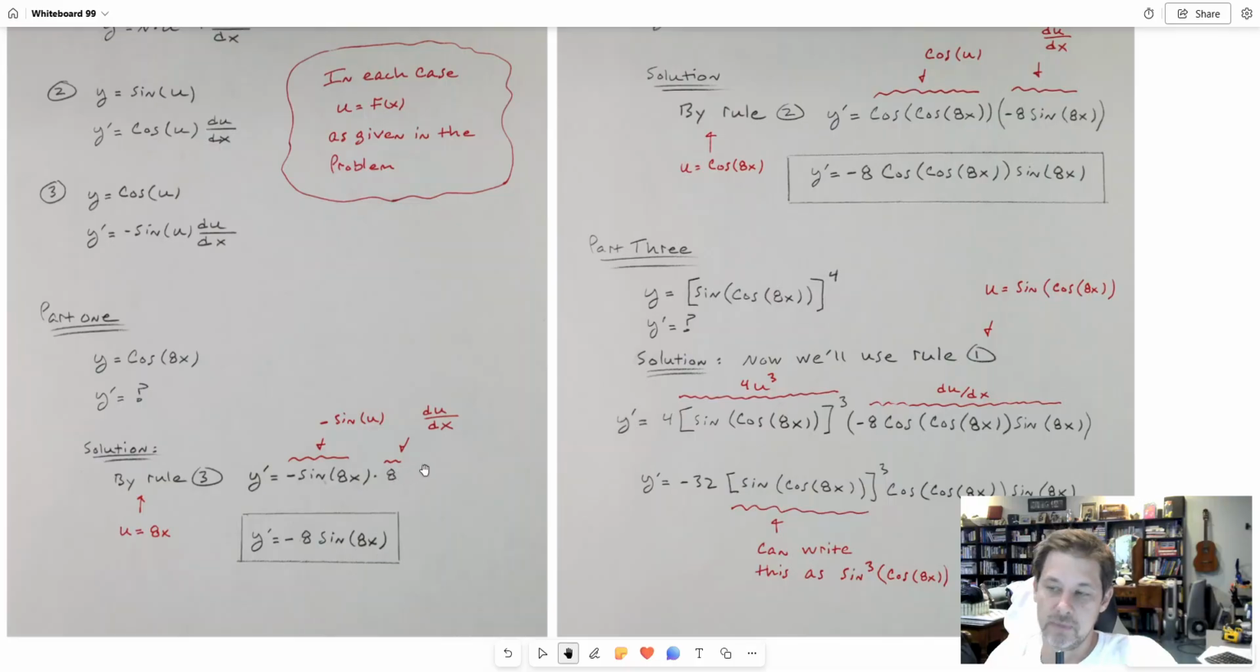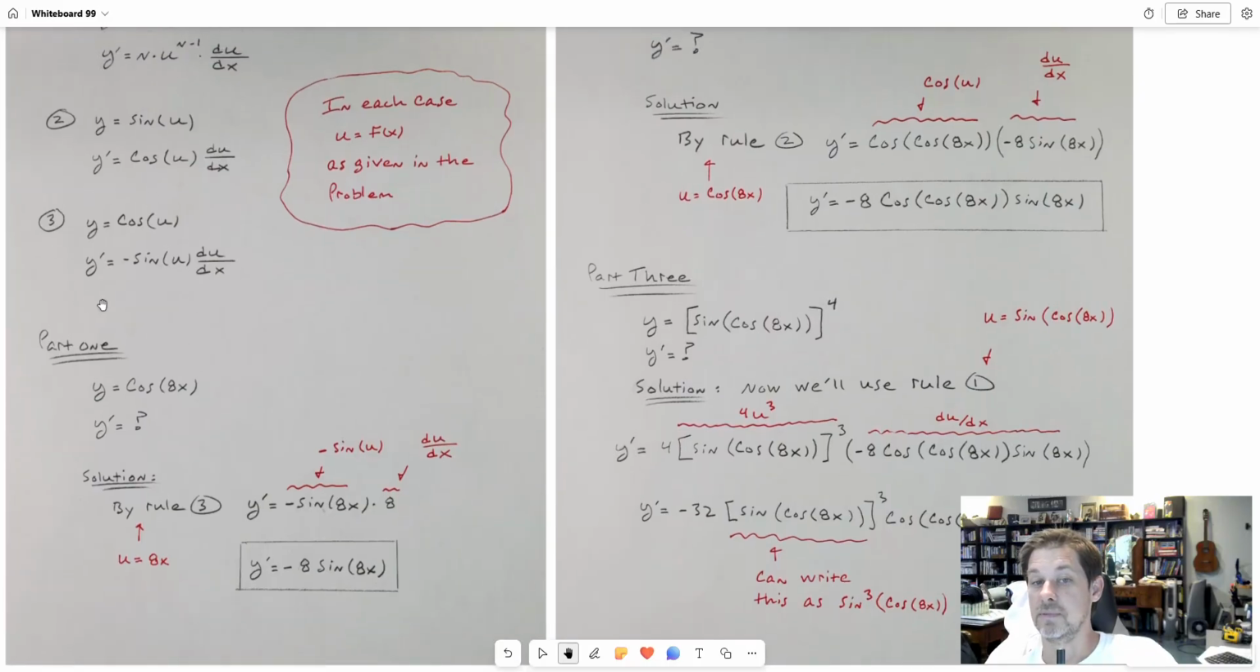We could rearrange a little bit. I could write this 8 as a coefficient with that negative 1 and get negative 8 sine of 8x. Okay? All right, now that's my first part. And I'm going to build on this at this point. This first part is, can you see this simple instance of the chain rule and how it applies to that function and why this is the answer? Now let's build on it.